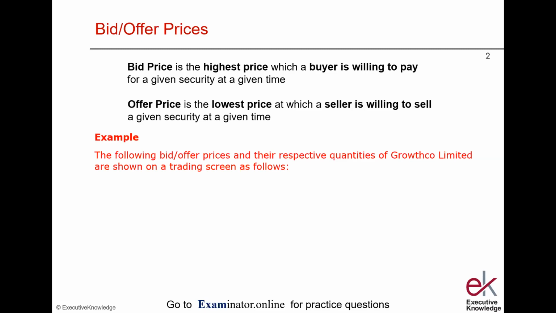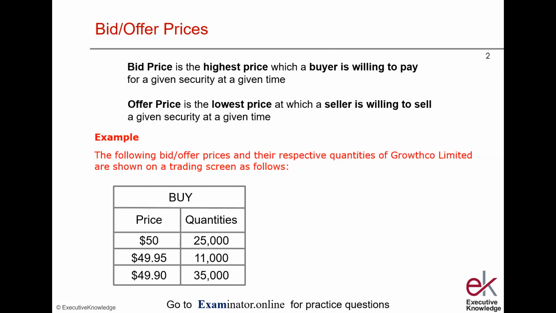The example: the following bid offer prices and the respective quantities of Growth Co Limited are shown on a trading screen as follows. So here is the buy queue. What we can see is at $49.90, 35,000 shares have been ordered for buy. At $49.95, 11,000 shares have been ordered. And at $50, 25,000 shares have been ordered. Now the bid price is $50 because that is the highest price which buyers are willing to pay.